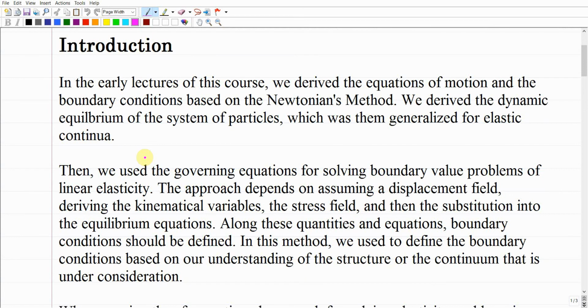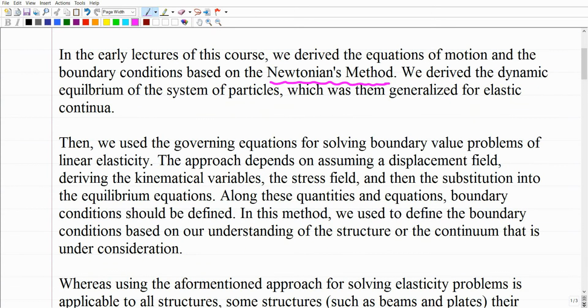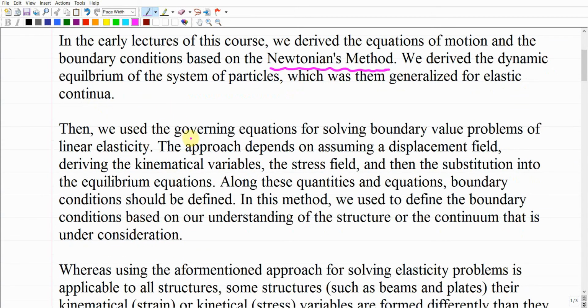So this approach, in forming the equations of motion, was dependent on the Newtonian method, or Newton's law of dynamic equilibrium, that the sum of forces is equal to the inertia force on the other side. Then we used the governing equations for solving boundary value problems. Then we discussed the governing equation. This governing equation includes the displacement field as degrees of freedom of the particle, the kinematical variables, which are the strains, the kinetical variables, which are the stresses, and how we can form them, the constitutive equations.